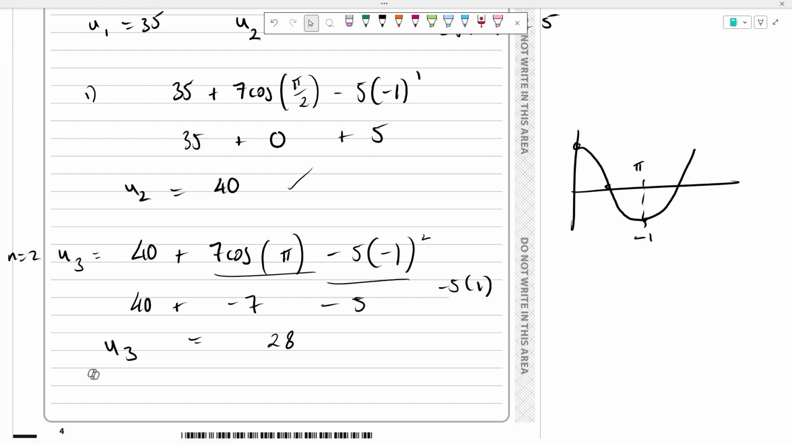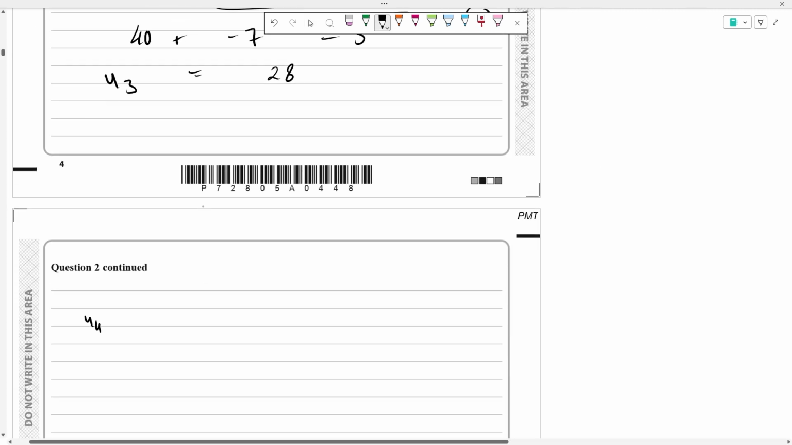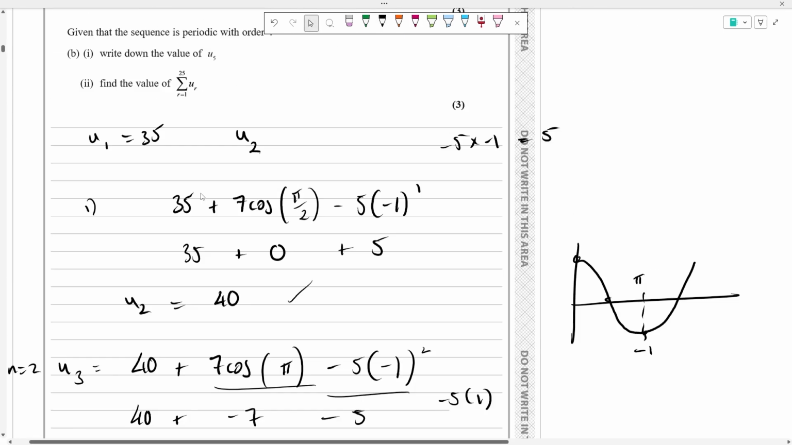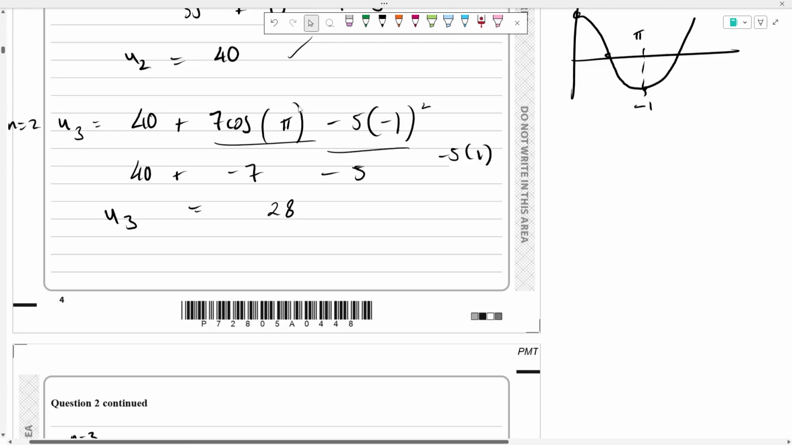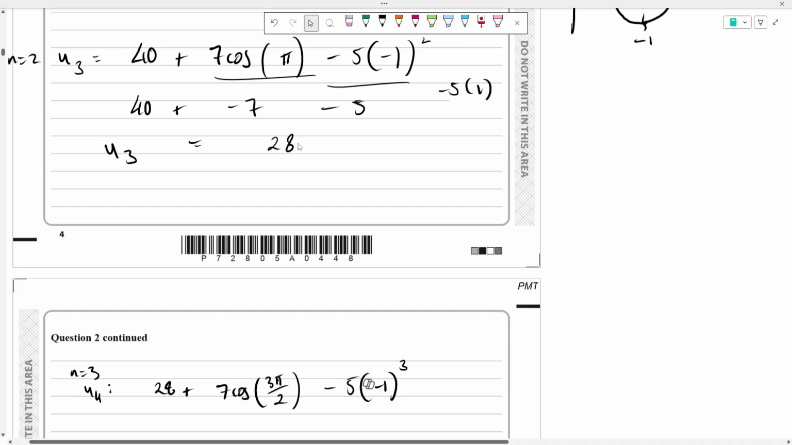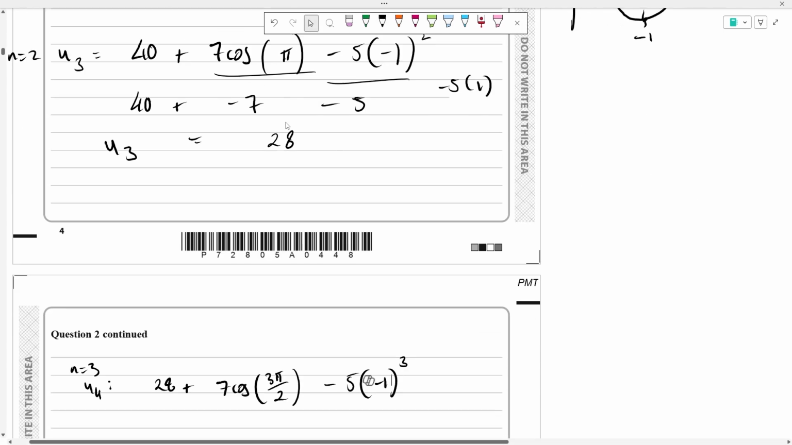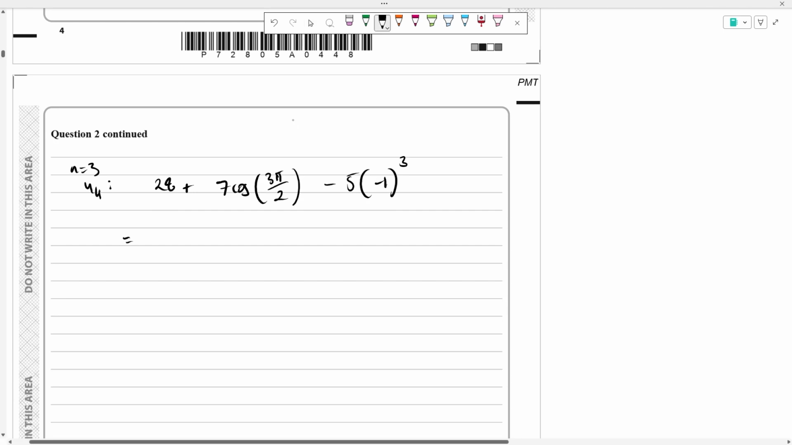And then again, we're just going to do the exact same thing. For u4, this time we're going to have n equals 3. We're going to have 28 plus 7 cos of, this time n is equal to 3, so that's going to be 3 pi over 2. Minus 5 times minus 1 to the power of 3. Let me just double check that. Yep, we are good. And then we just go ahead and simplify.